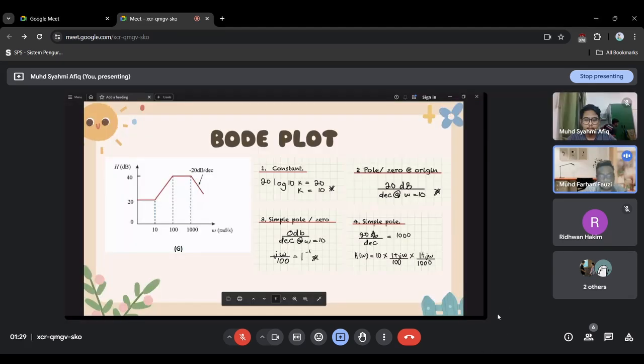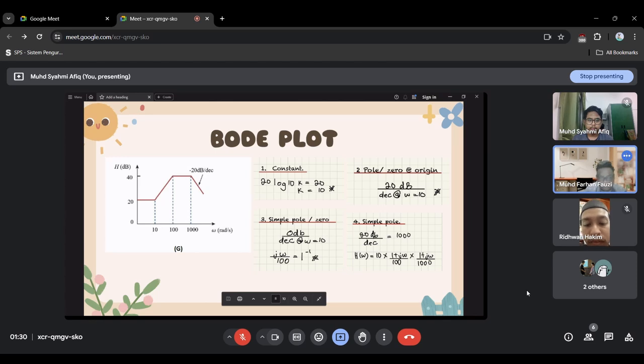Next is the Bode plot. At the left side is our graph. At the right side is our solution. That will have four solutions. The first one is constant, pole, simple pole, and simple pole. So the first one is constant: 20 log 10 k equals 20, k equals 10.